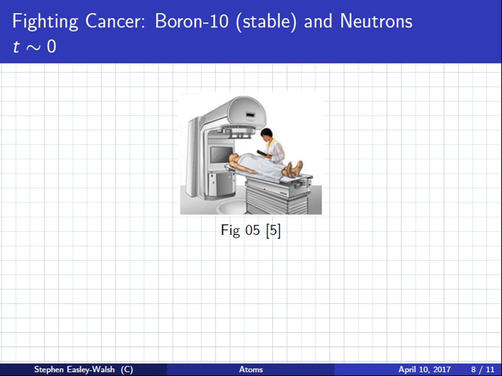No, boron 10 is not radioactive. It has no half-life. It's stable. It will just sit there. You fire the neutron, it becomes boron 11, which quickly decays. But as it decays, it releases radiation, which damages the cancer cell. You understand?